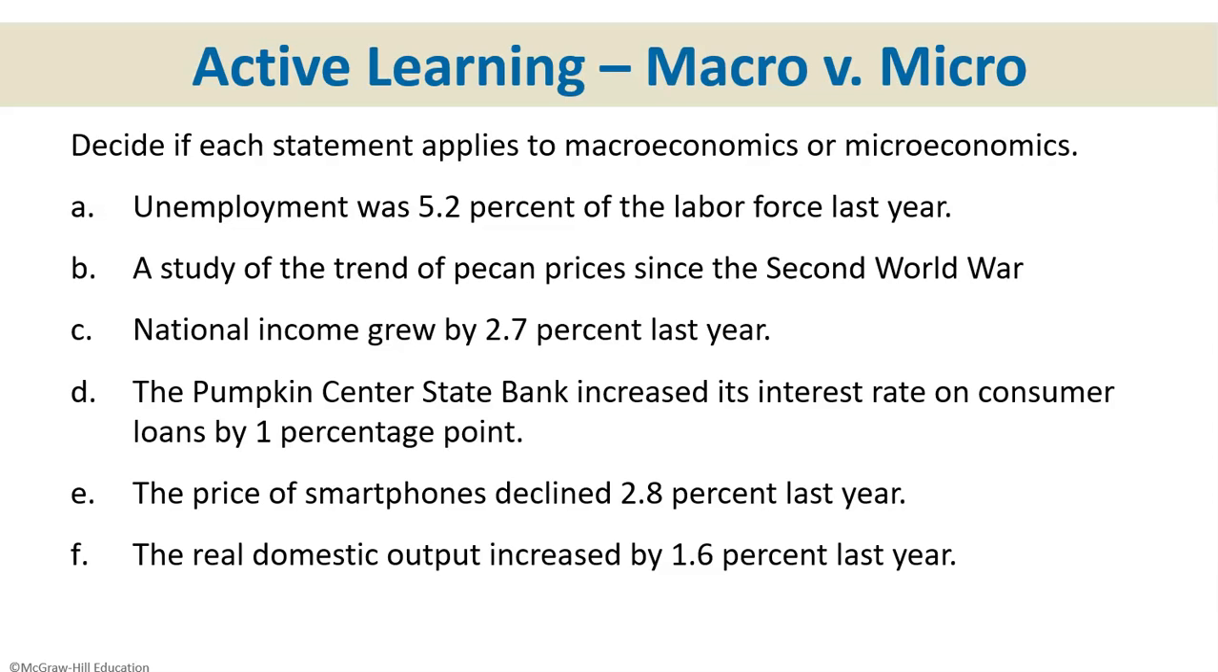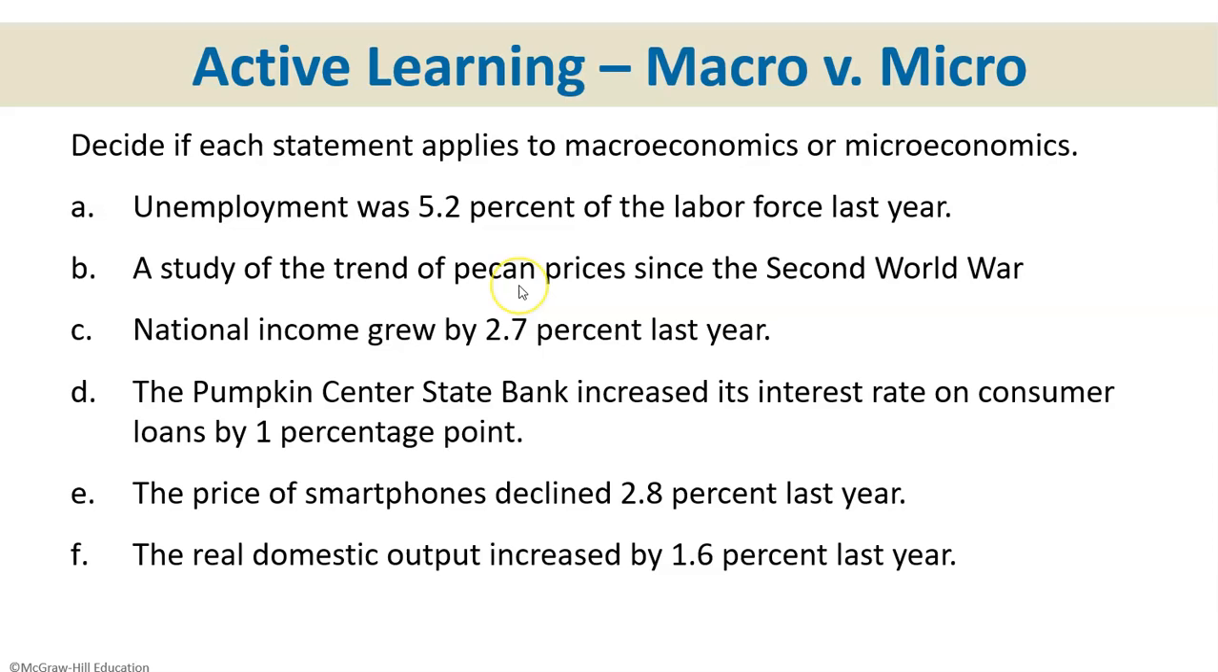Okay, for A, unemployment was 5.2% of the labor force last year. That is macroeconomics. So unemployment is always looking at the nation as a whole. So that's macro. The next one, a study of the trend of pecan prices since the Second World War. That is microeconomics. And we can tell because it's looking at just one market, at just one good.